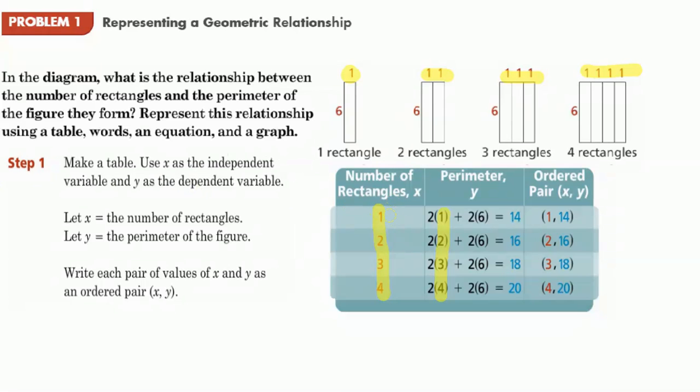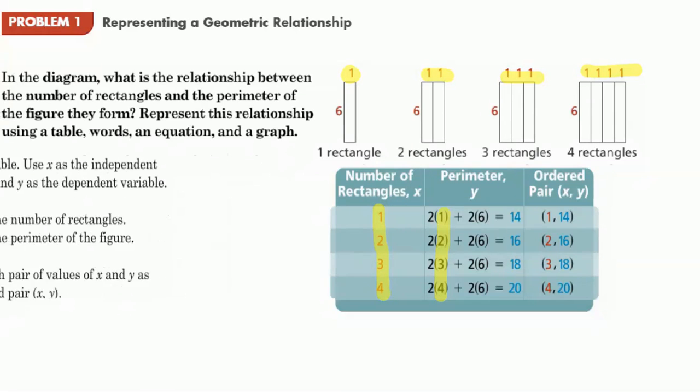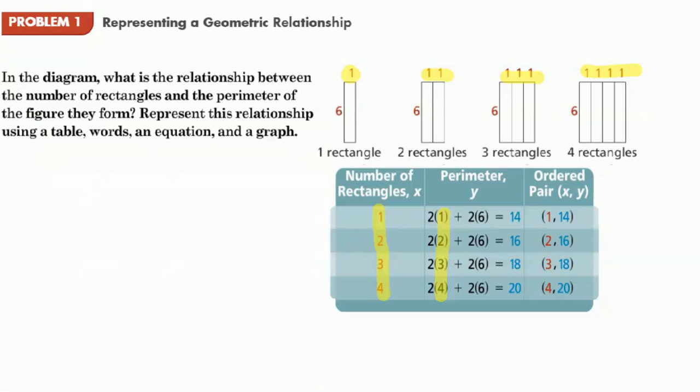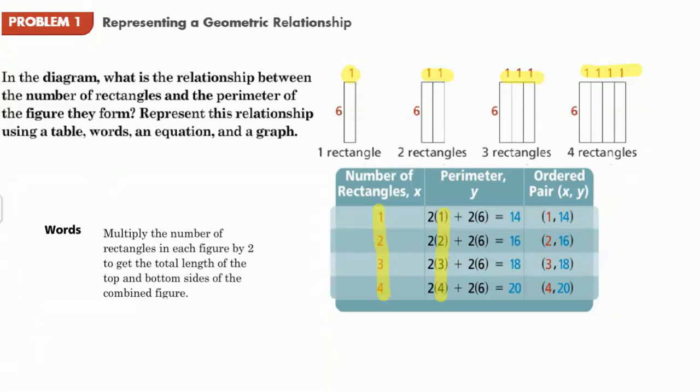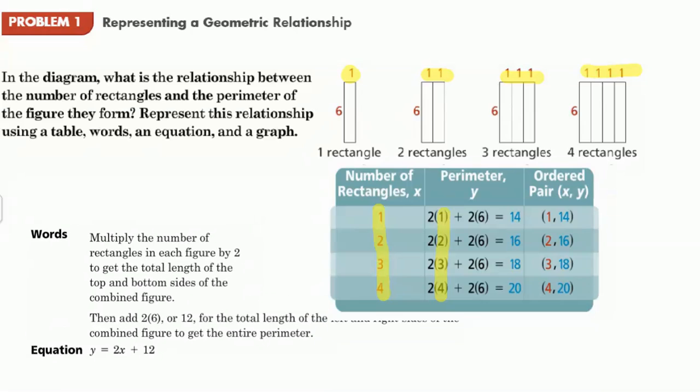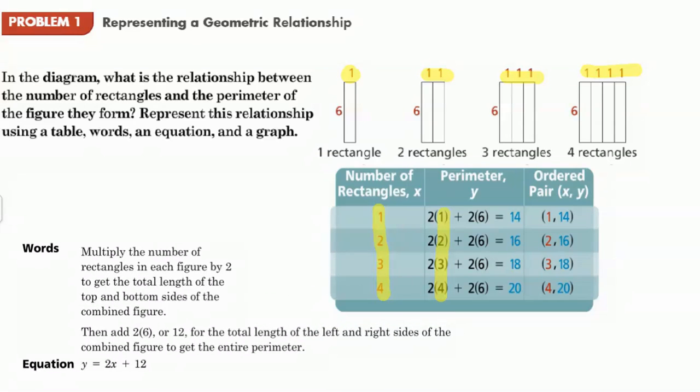So the next thing we need to do, so we have a table now, and now we can go ahead and come up with a description of what's going on here. Okay, so let's go ahead and start describing what is occurring on this table. To find the perimeter, we're multiplying 2 times the number of figures, or the number of rectangles, plus we're adding 2 times 6, which happens to be the width.